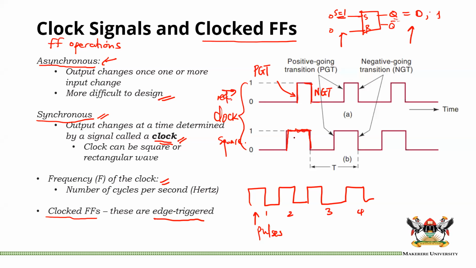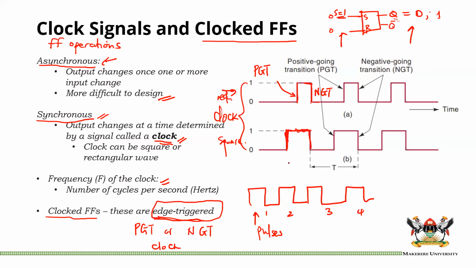We are not so interested in this part here. Now, why is this interesting? It is because our clocked flip-flops are edge triggered. So we can say that a clocked flip-flop uses a PGT or an NGT clock. If it is a PGT, it is triggered by the positive-going transition. If it is NGT, it is triggered by the negative-going transition.